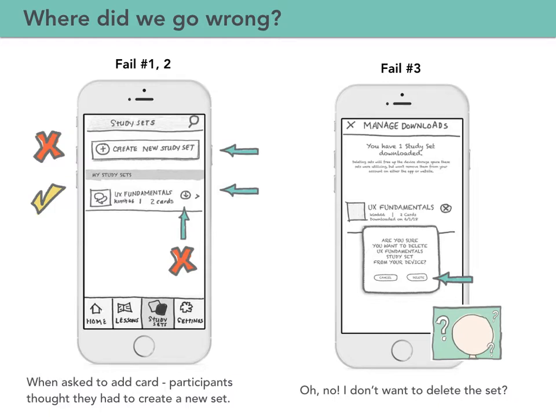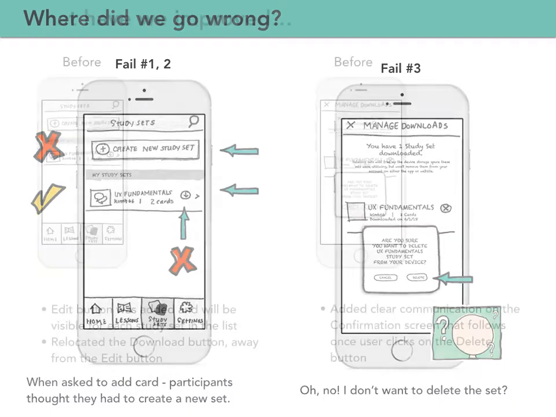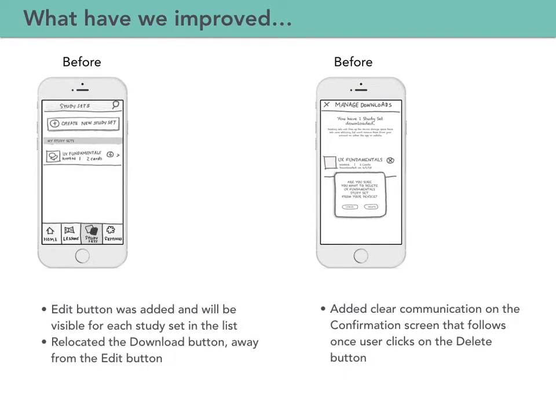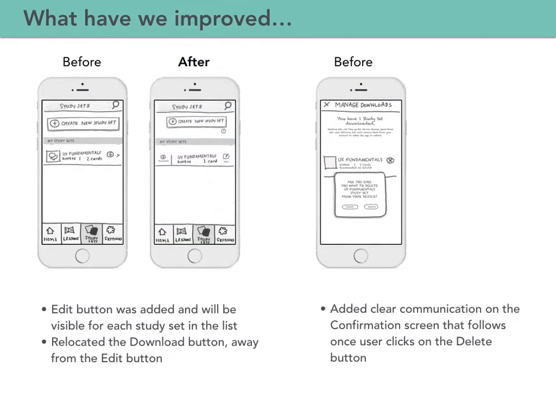Next, we'll take a look at some of the improvements that we've made since the result of the learnings from the usability test. First, to address the issue that participants have when trying to add cards to the study set, we've added an edit button in the list. Next, we address the issue that the other participant had when she accidentally clicked on the download button while completing the edit task. We've relocated the download button to the left and away from the edit button.